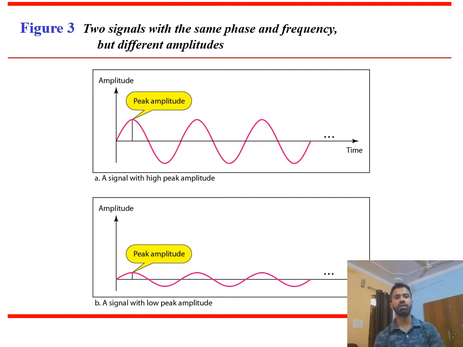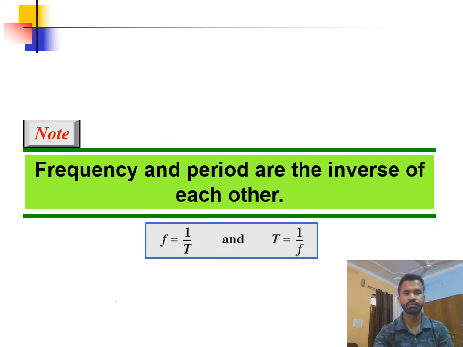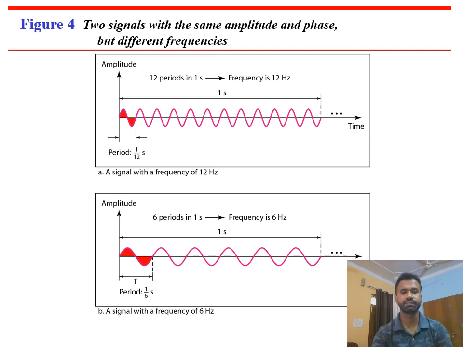Now you can see that there are two different sine waves with the same phase and frequency but different amplitude. I told you earlier that frequency and time are represented in this way. Now two signals with the same amplitude and phase but with different frequencies. As you can see, from this point to this point, the number of repetitions of this signal is quite large as compared to this one. Although the time remains the same, the signal repetition is large. That means the frequency is greater.